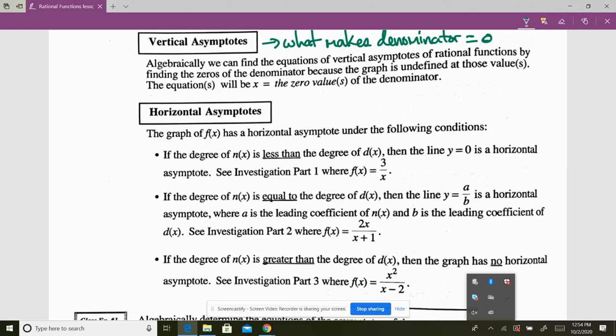Horizontal asymptotes. Now I'm going to read it and then I'll explain what it means. If the degree of n of x, the numerator, is less than the degree of d of x, the denominator. So I'll just say this is the top, this is the bottom. Then the line y is equal to 0 is a horizontal asymptote. Okay. I don't like this example, so we're going to do this.